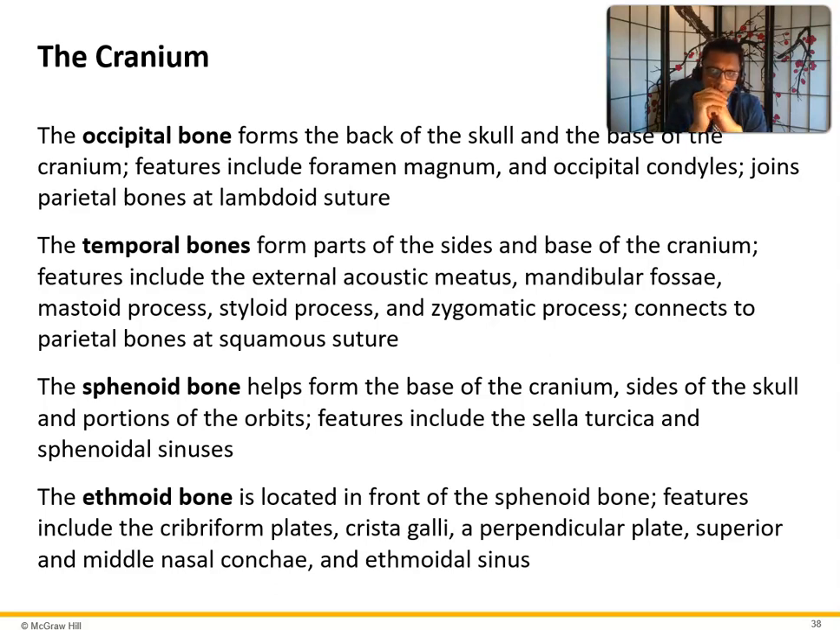Now the ethmoid bone is anterior to the sphenoid bone, and its features include the cribriform plates, the crista galli or perpendicular plate, which is right in here, the superior and middle nasal conchae, and the ethmoidal sinus. So if somebody gets hit in the nose and has a fractured nose, they can also damage the ethmoid bone, which is located posterior to the nose.